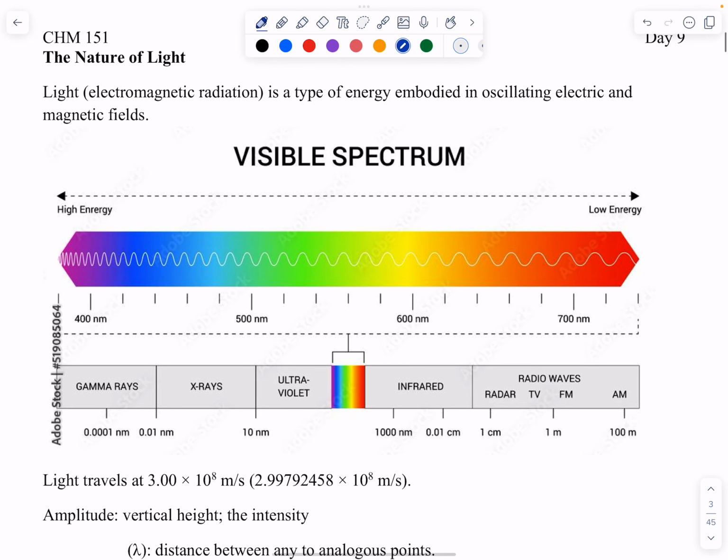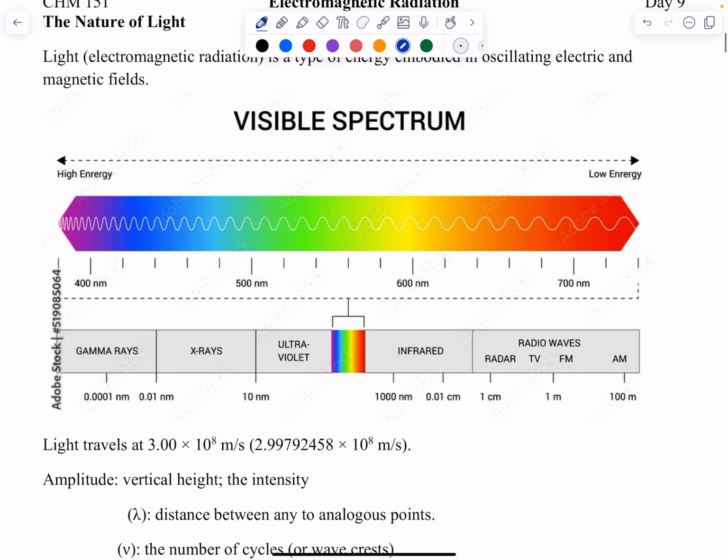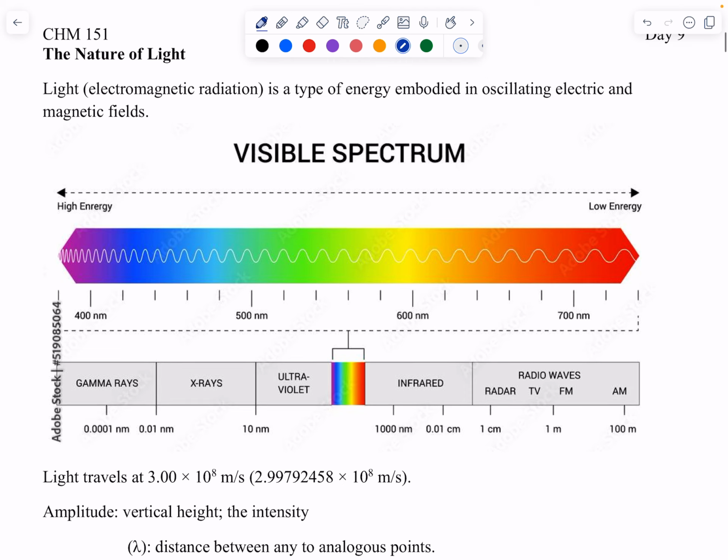So what are oscillating electric and magnetic fields? One direction would be the wave going up and down of, let's just say, the electric component, and then horizontally, 90 degrees, you'd have the same wave going magnetic. So there's like two waves at once. One's going up and down, one's going left and right as they go through. Think of it that way.